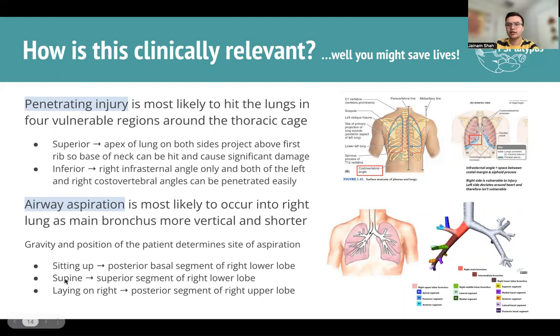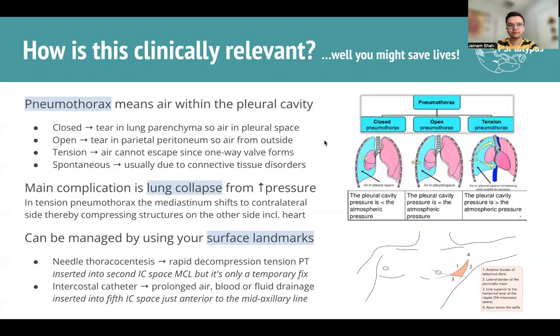If you're supine, so you're lying down on your back, it's going to be the superior segment of the right lower lobe. And if you're laying on your right-hand side, so again, it's going to go to the right, you've got the posterior segment of the right upper lobe. So really, as long as you can remember that it's the right lower lobe, right lower lobe, right upper lobe, that's cool. And these are just extra points if you want to figure out the specific segment at which those aspirates will get stuck.